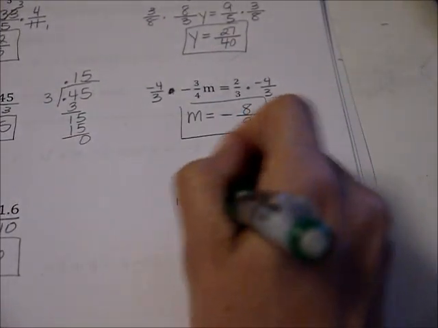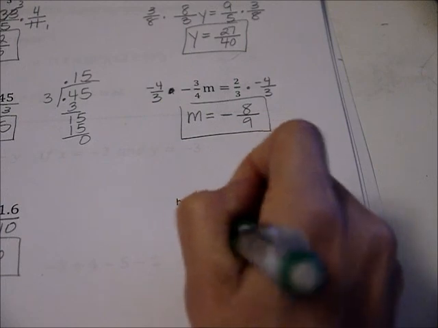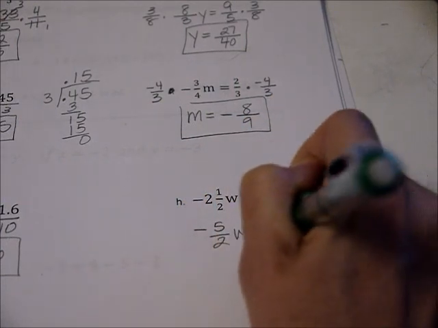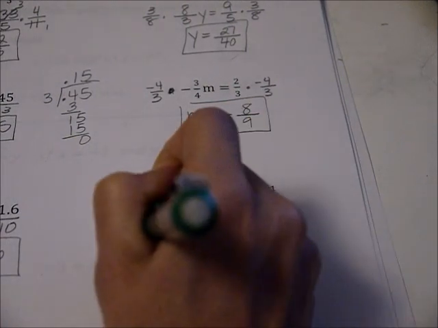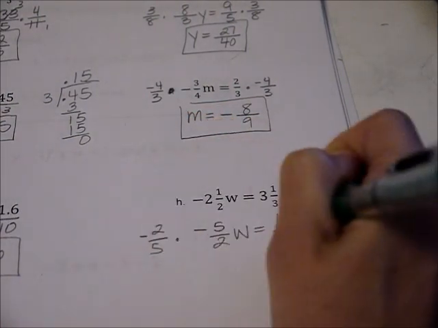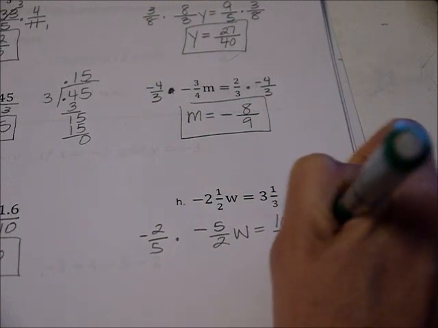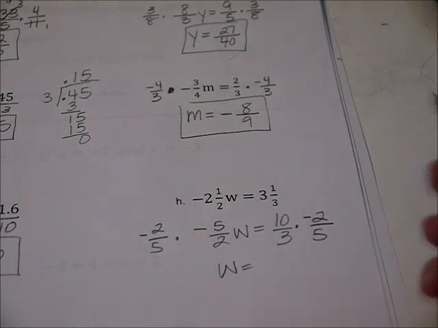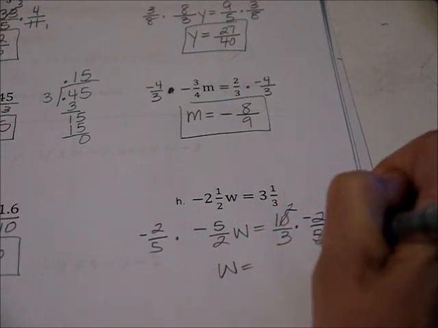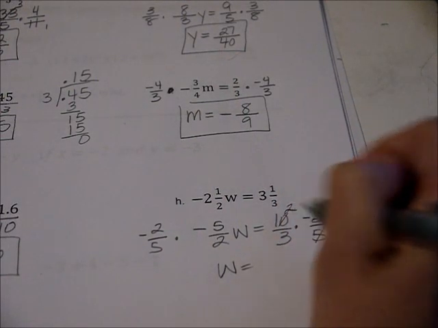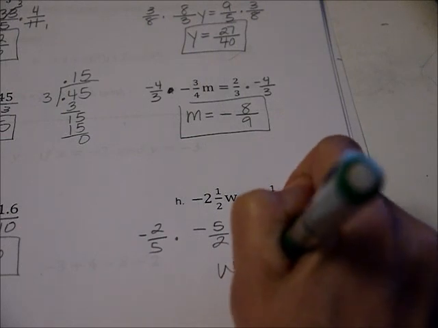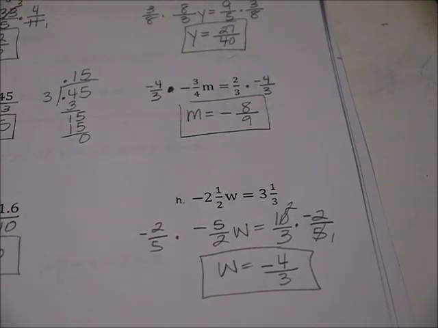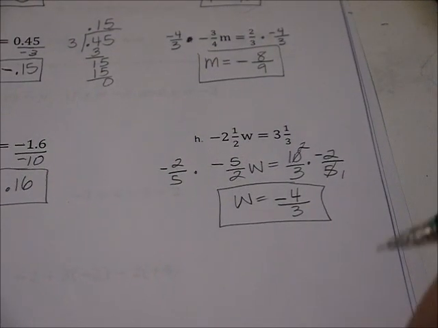And the last one, change it into an improper fraction. 45/2 W equals 9 10/3. Okay, times -2/5. And that's nice. We have something that can cancel out. So 5 goes into 10 twice, goes into itself once. 2 times -2 is -4/3. And there we go. Okay, that was it.